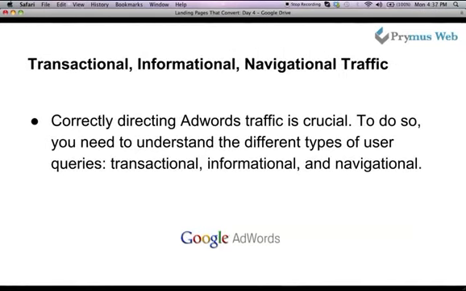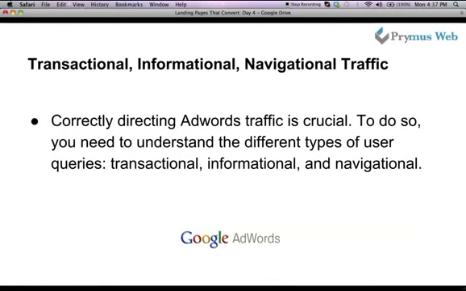So there's really three ways to determine traffic. You have to correctly direct AdWords traffic to the page. To do so, you need to understand the different types of user queries. There's transactional, there's informational, and navigational traffic.